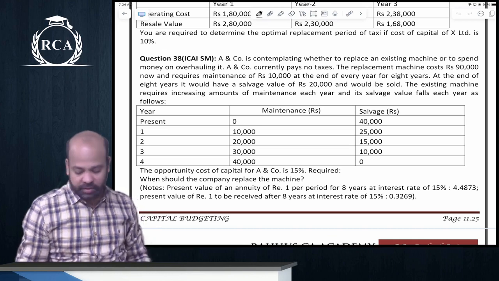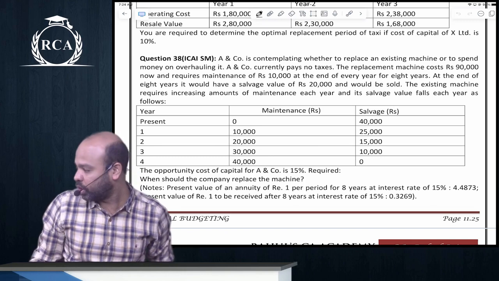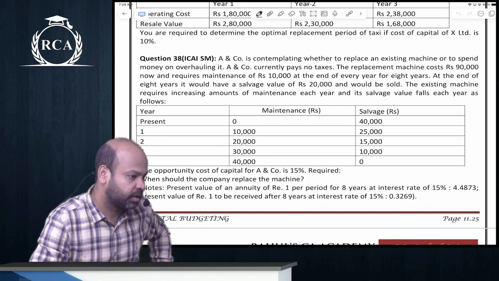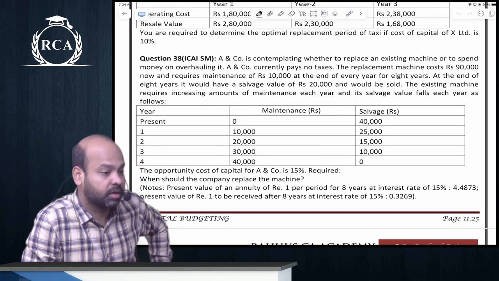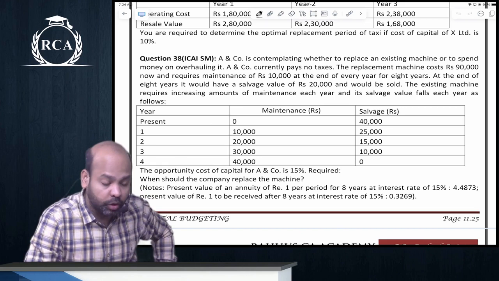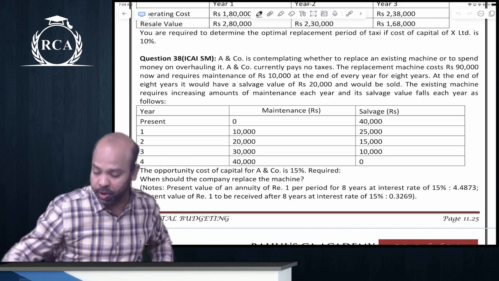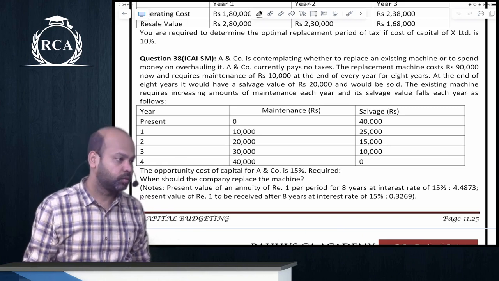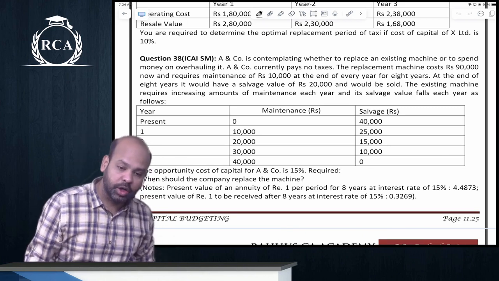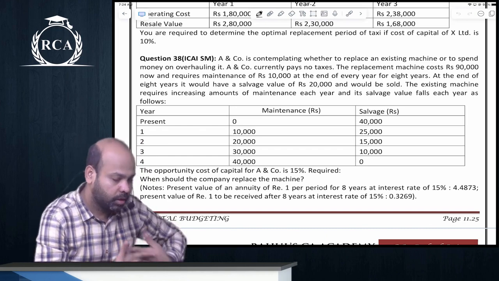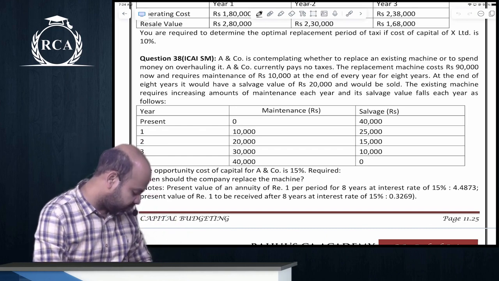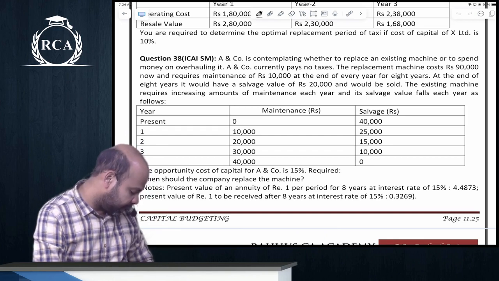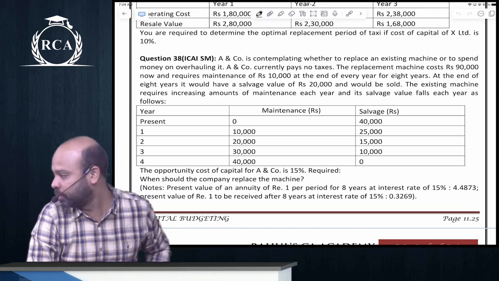We have to evaluate if the existing asset should be used for a couple of years, or should it be replaced immediately?